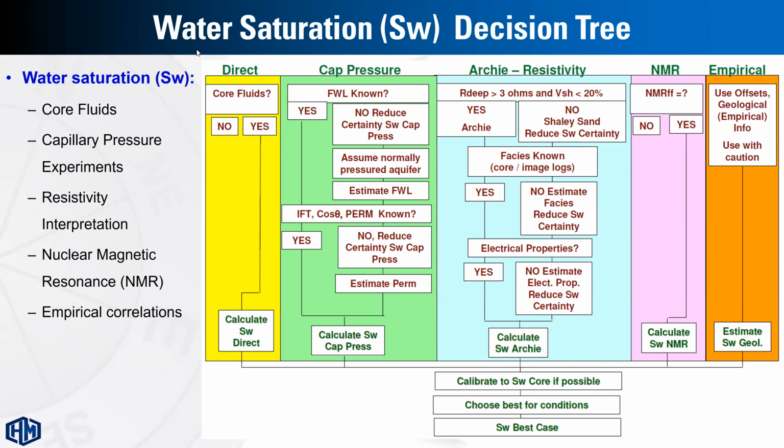So this is the water saturation calculation decision tree. As you can see, the recommended approach is to use the capillary pressure by estimating the free water level and using the parameters to calculate capillary pressure, and then you can calculate the corresponding water saturation.